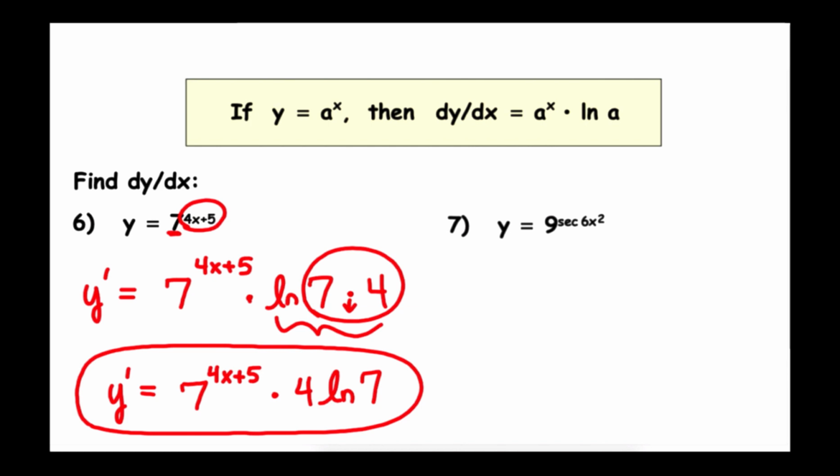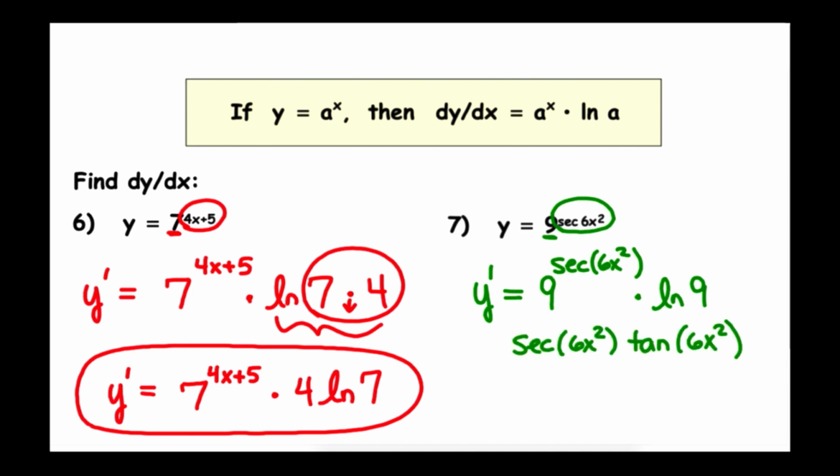All right, on to number 7. Okay, the derivative here, being that the base is a number, is going to be itself. So 9 to the secant of 6x squared power times natural log of 9 times a chain rule. We have to take the derivative of the exponent. The derivative of secant, of course, is secant tangent.